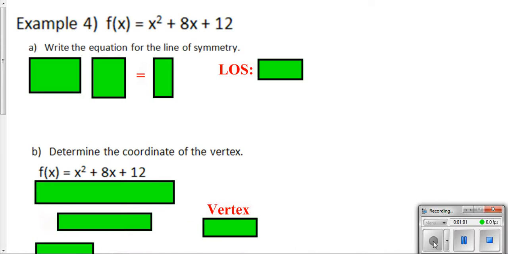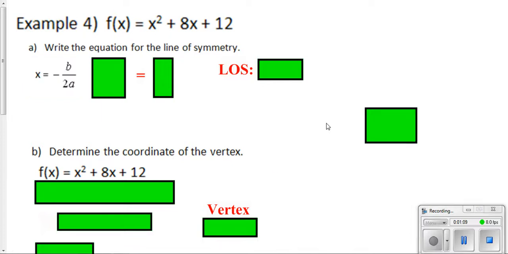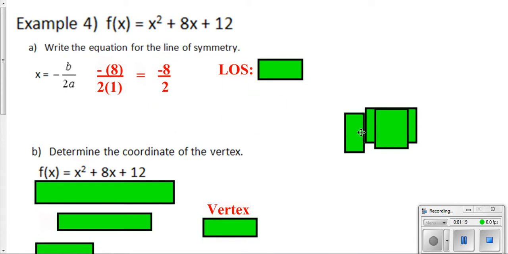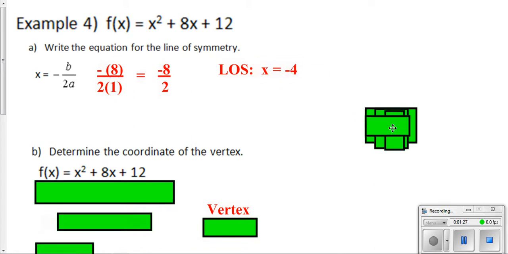So the first example we have is carrying over from yesterday. Again, write the equation for the line of symmetry here. The line of symmetry, you have x equals negative b over 2a. So you'd substitute in for b and a, much like you did yesterday. You do your computation, we wind up with negative 8 over 2. And again, line of symmetry is written as an equation, so we wind up with x equals negative 4.